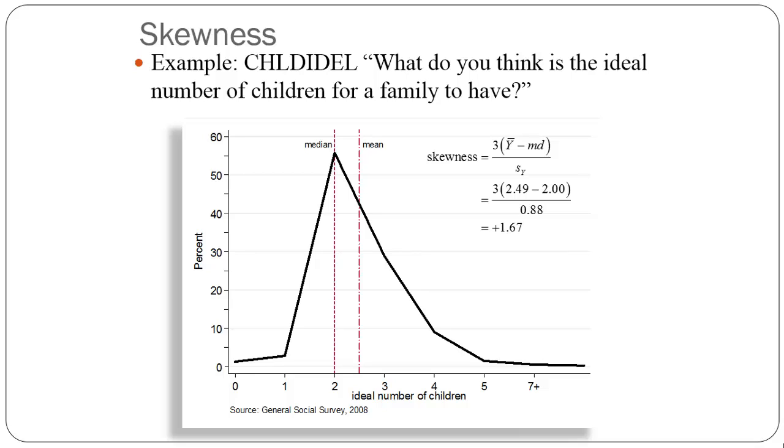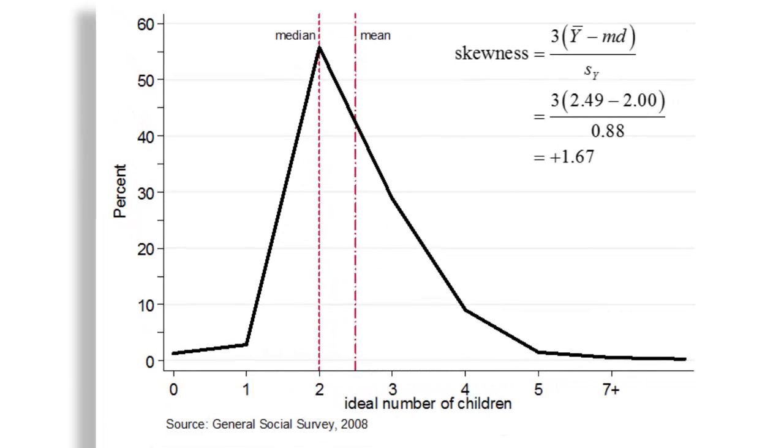Let's look at calculating an example. In 2008, General Social Survey respondents were asked, what do you think is the ideal number of children for a family to have? We observe a mean value of 2.49 children and a median value of 2. We have a standard deviation of 0.88, and therefore 3 times the difference between the mean and the median divided by the standard deviation is 0.167.